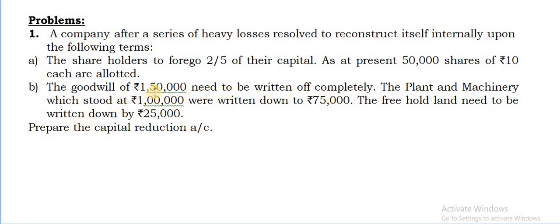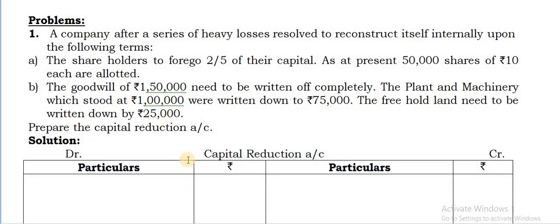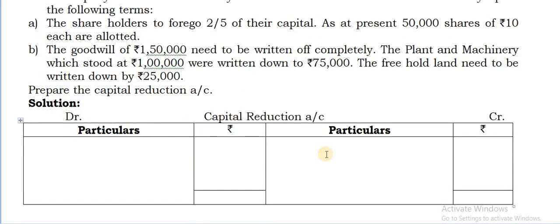This you have to take on the debit side. Now you can go for a solution. Take the heading capital reduction account. Take the columns. As I said, how much is the reduction here?